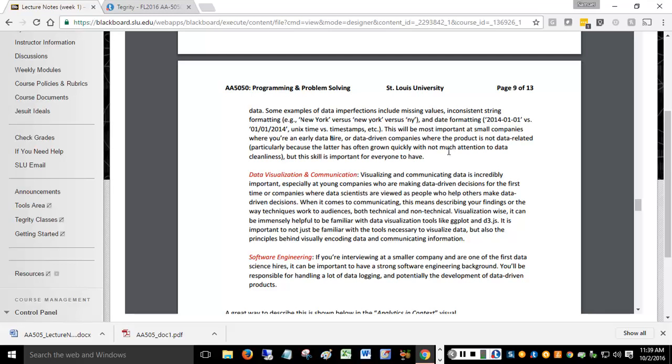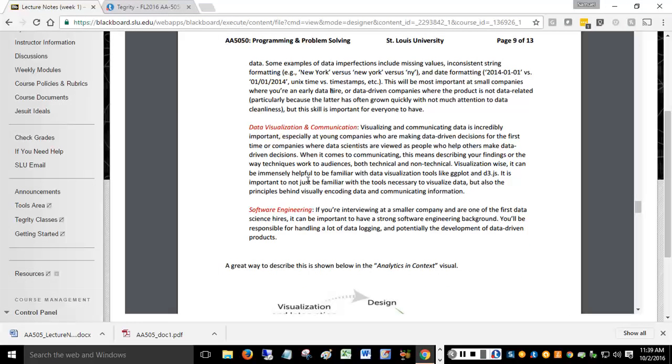Now that you have your data into the data set and you built models, you have to communicate the results. And this falls under data visualization and communication. Visualizing and communicating the data is extremely important, especially at young companies who are making data-driven decisions for the first time, where data scientists are viewed as people who help others make these decisions. When it comes to communicating, this means that you're going to describe your findings and the techniques in a way that the audience will understand, both technical and non-technical.